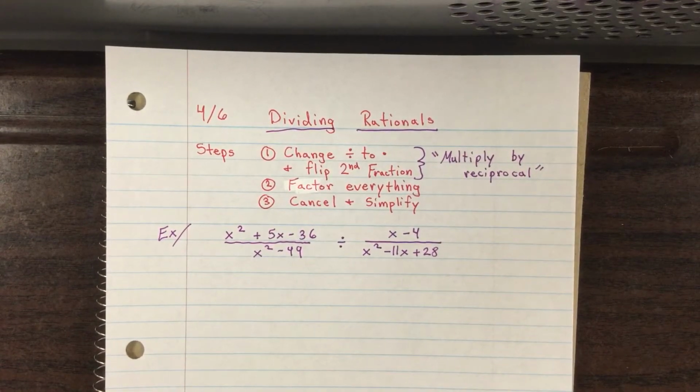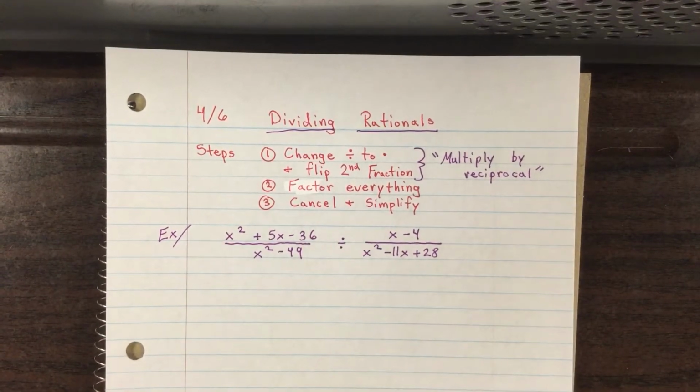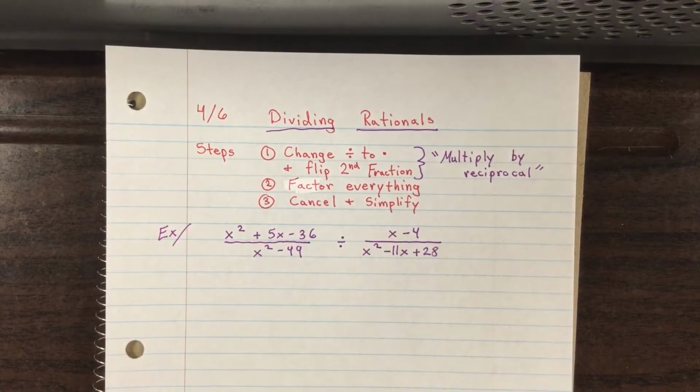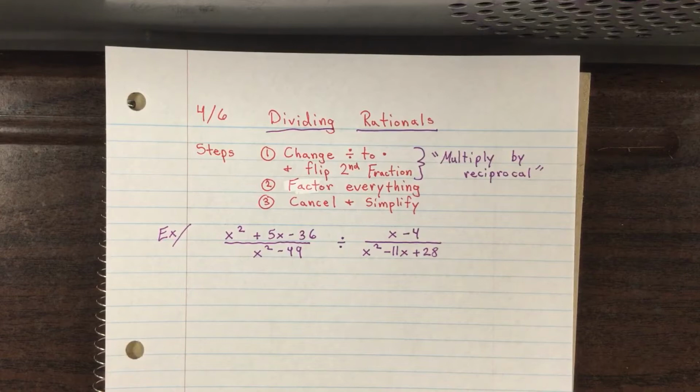This is the second part of the lesson for today, dividing rationals. Hopefully you watched the first video for multiplying rationals. Dividing rationals is the same thing as before when we multiply, except there's going to be one little step we have to do first.